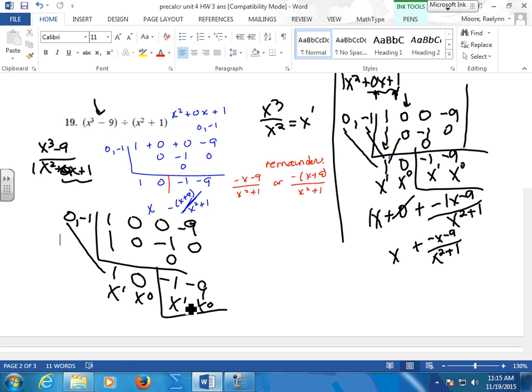Now we're working with this 0. 0 times 0 to the right. Negative 1 times 0 to the right. It just keeps moving to the right. Okay?